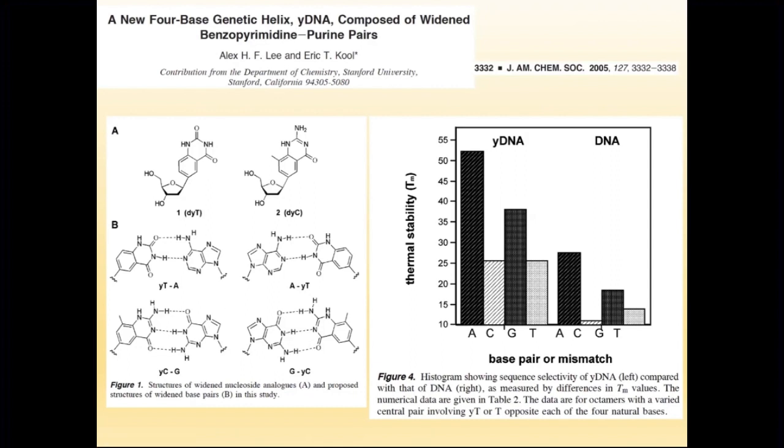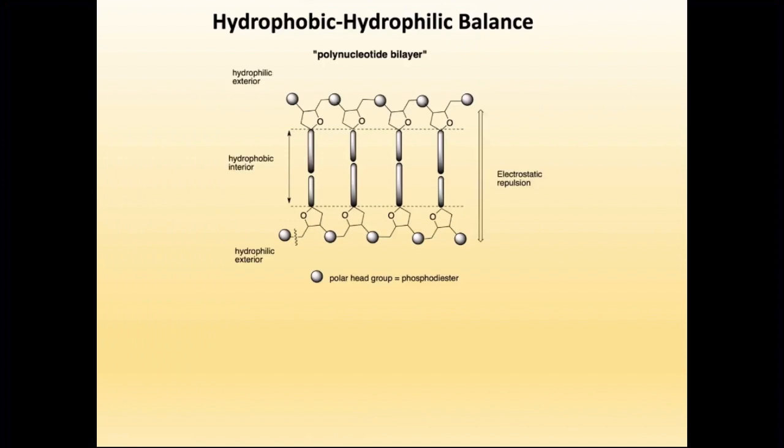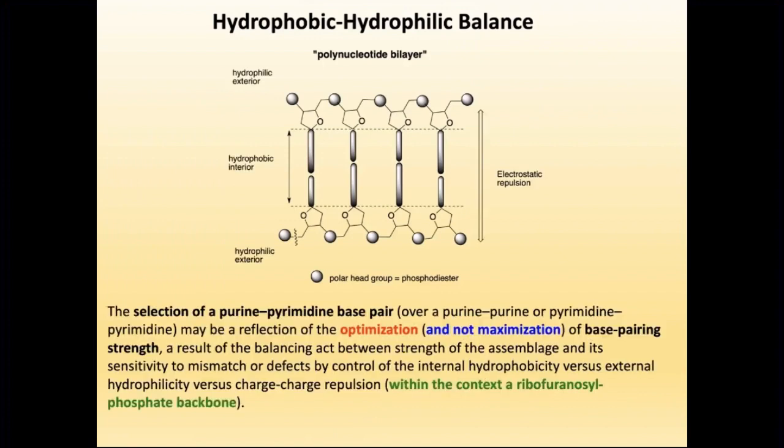So you again begin to see why a purine pyrimidine would be the best in terms of optimization of a base pairing. And this is again within the context of a ribose backbone and with respect to water and the pH 7. So everything is interrelated. You just can't pull one thing apart and say it's only because of this that the system has been chosen.